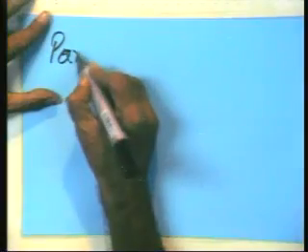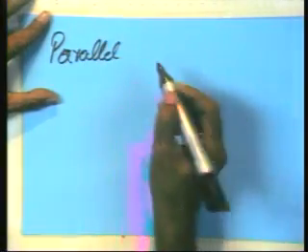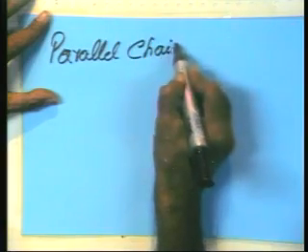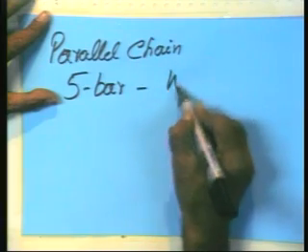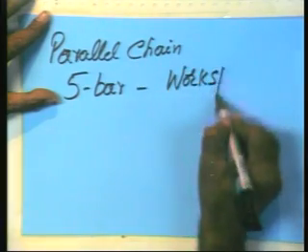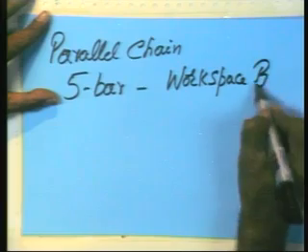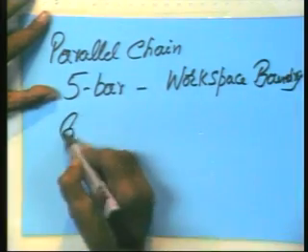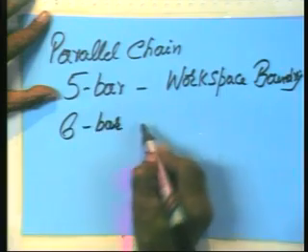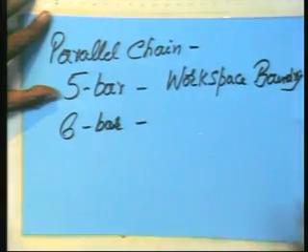Also, we had looked at this problem of the number of possible orientations for a given position. Can you look at that? Parallel chain 5R. Can we find the workspace boundaries? Right? Then the 6 bar closed chain. Okay, remember that.